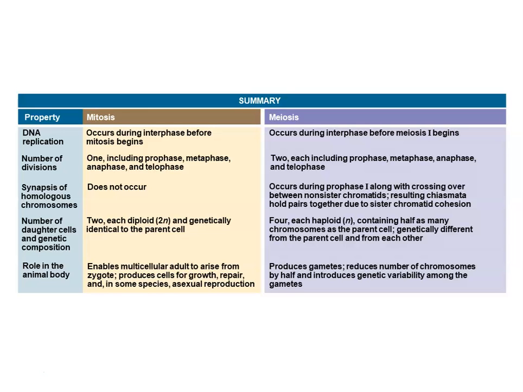So both of them replicate the DNA prior to entering mitosis or meiosis 1. Mitosis has one division, meiosis has two. Mitosis does not have any synapsis take place. Meiosis 1 has that take place during prophase 1, which is going to have the crossing over due to the chiasmata, which are holding the pairs of homologs together.